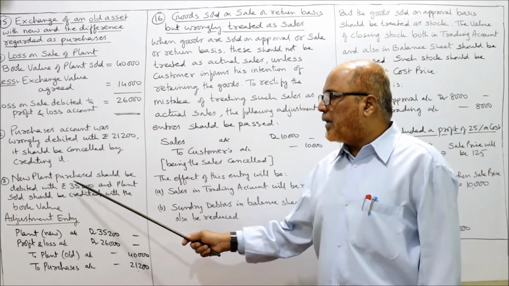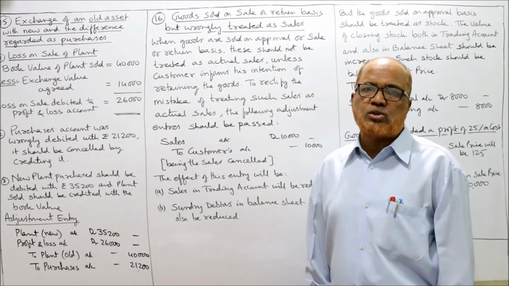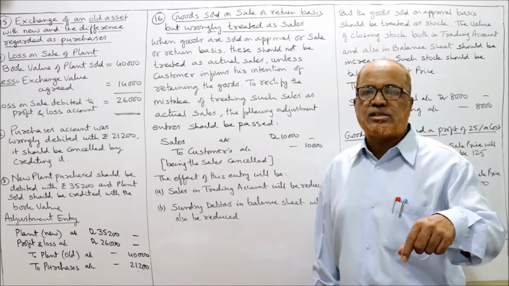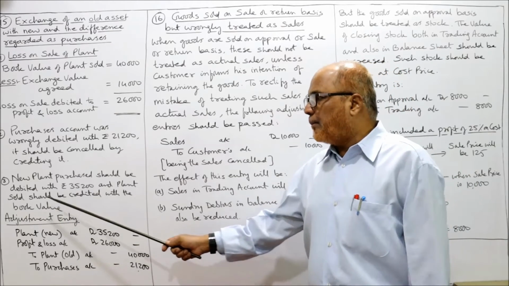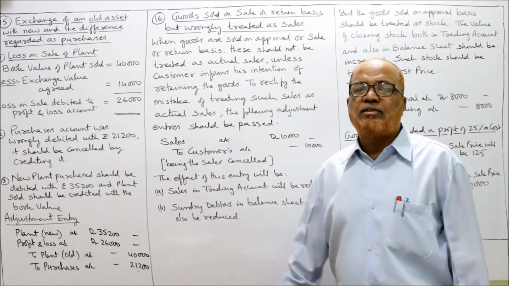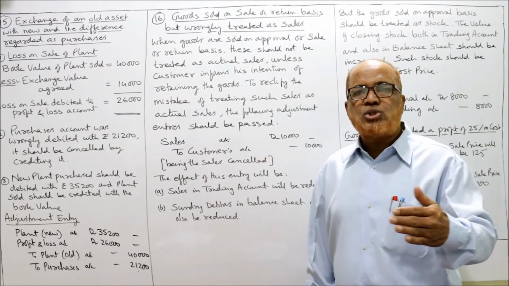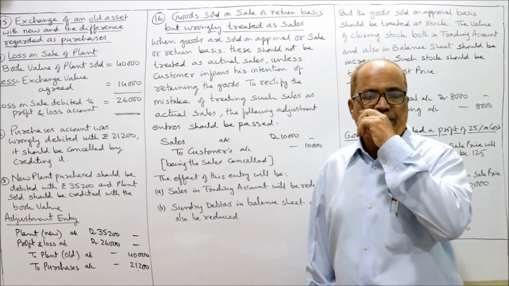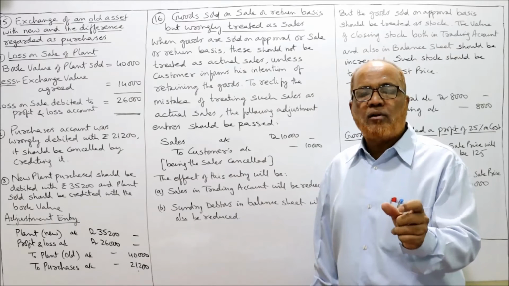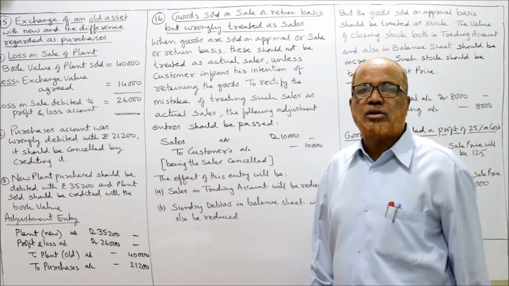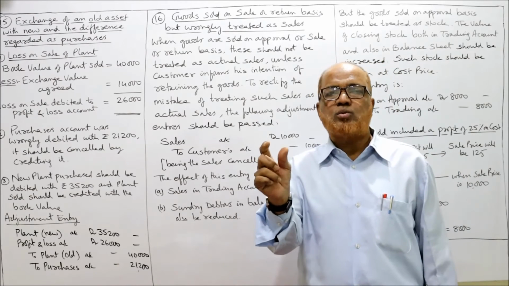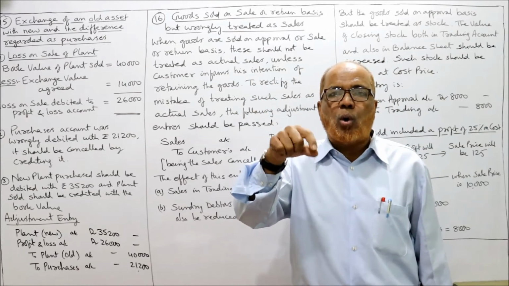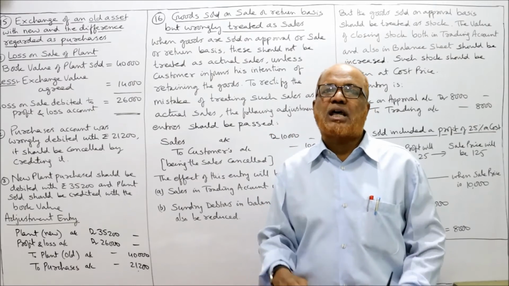Next one, the new plant purchase should be debited with 35,200. The new plant purchased is 35,200. This will be debited. And the plant sold should be credited with its book value. What is the book value of the old plant? 40,000. So 40,000 should be credited. The new plant 35,200 should be debited and the old plant 40,000 should be credited.